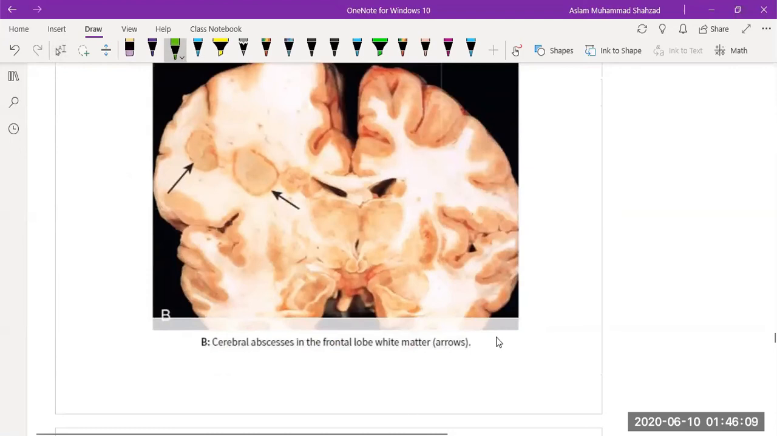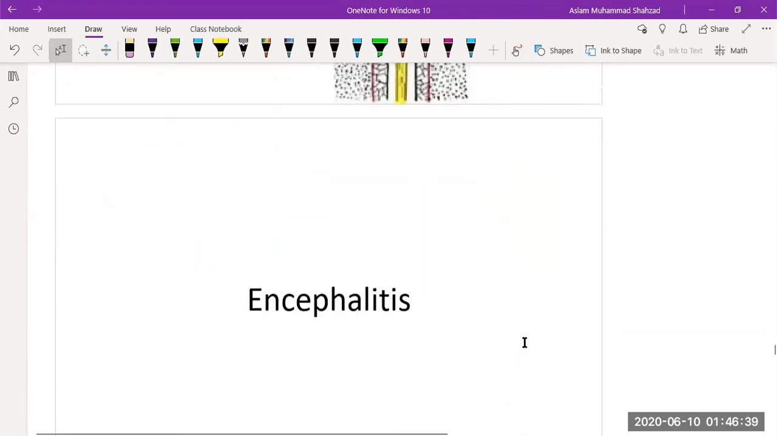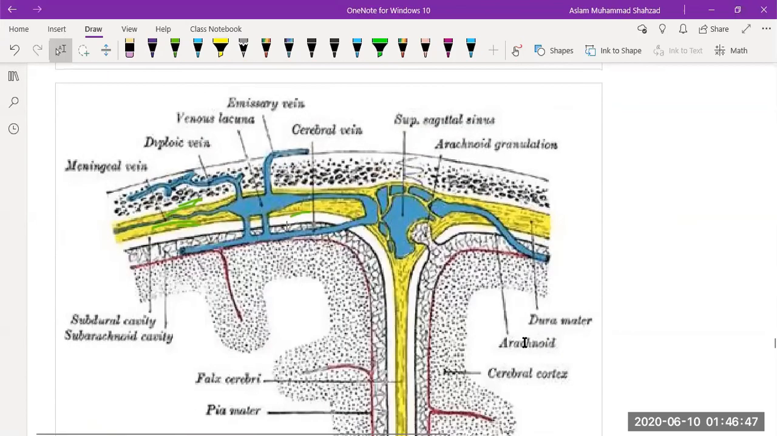These round structures show the presence of abscess formation because of the infection, and that is responsible for the inflammation. These are the meningeal veins, showing that they are inflamed, because of the infection that produces that effect. So we can see that the main thing is that the meningeal vessels are prominent and swollen. Because of that swelling and inflammation, neutrophils will be found there. So actually, they are affecting the meninges in the brain. That is the main thing.